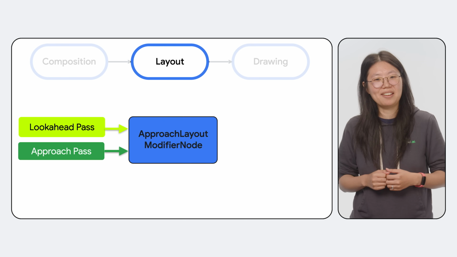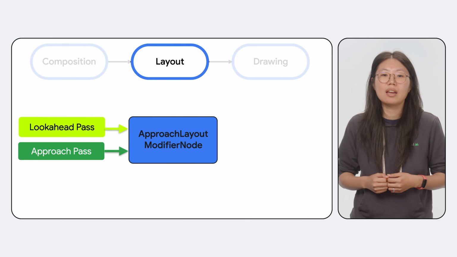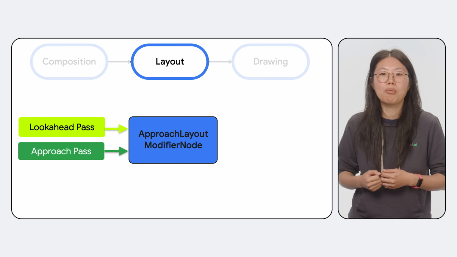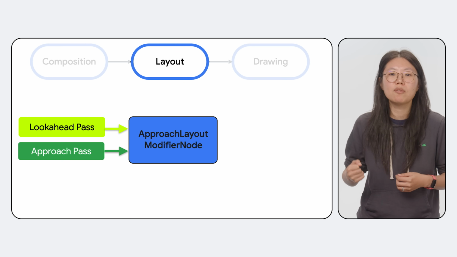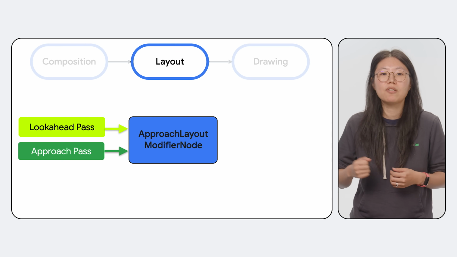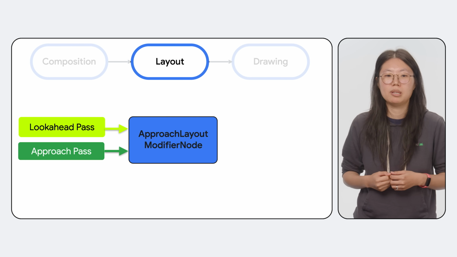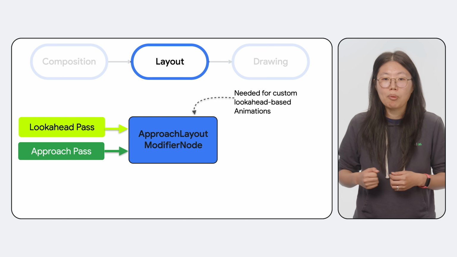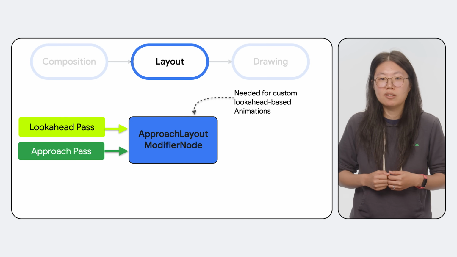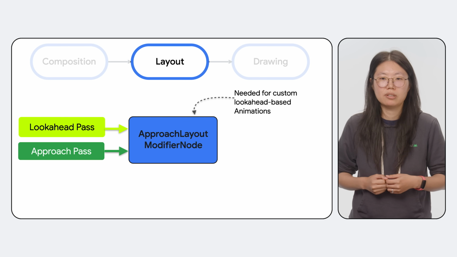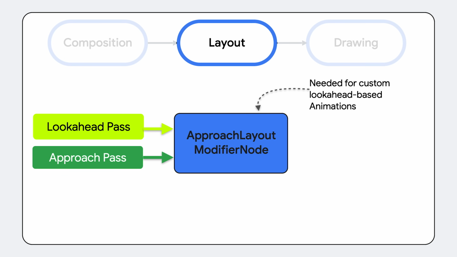Now onto the layout stage. In this stage, we rely on a custom implementation of approach layout modifier node to handle the different measure and layout logic for the different layout passes for shared elements. Approach layout modifier node is needed for building your own Lookahead-based animations. I'll show you how we implement approach layout modifier node in shared content as an example of building custom layout animations.